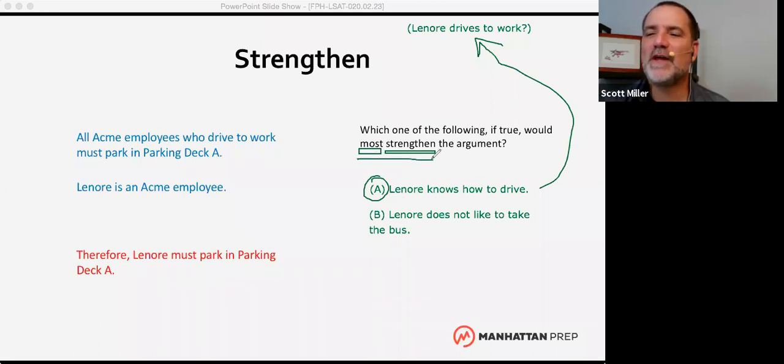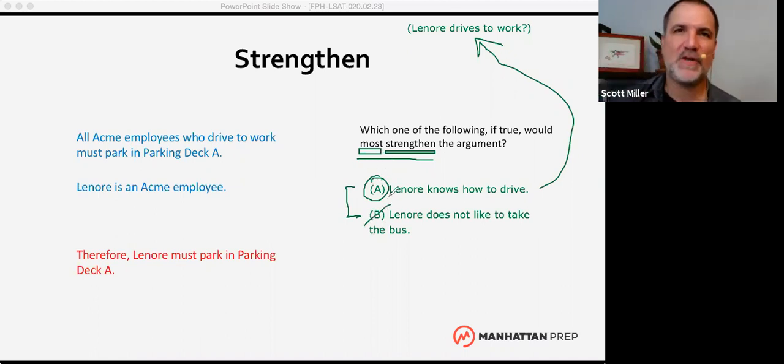Where it says "most strengthens," be on the lookout in harder versions of strengthen questions for cases where you actually do have to decide between two appealing answers. Generally, whichever answer you have to add more to in order to make it relevant is the one we're not as interested in. The answer choice that we have to add fewer assumptions to, less information of our own, is more likely to be correct.